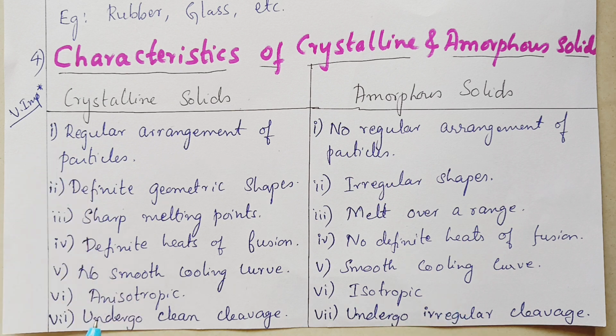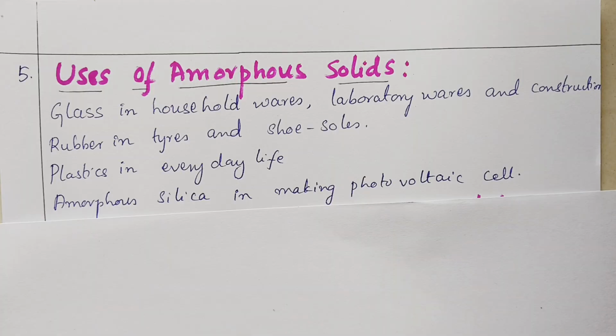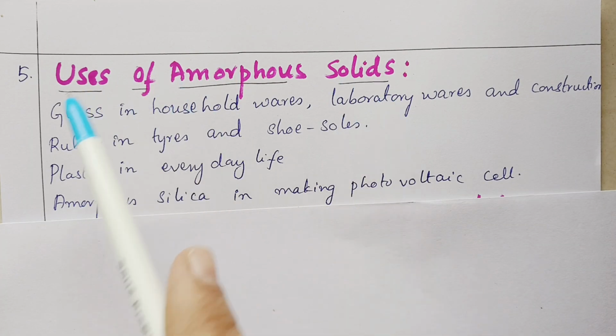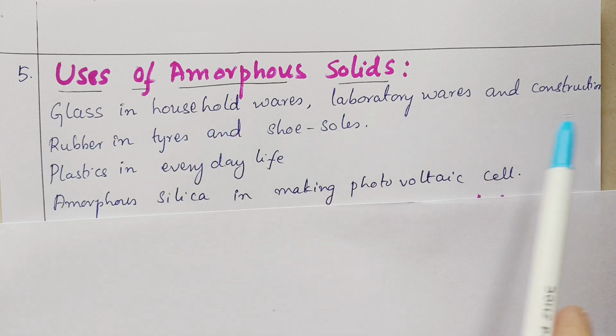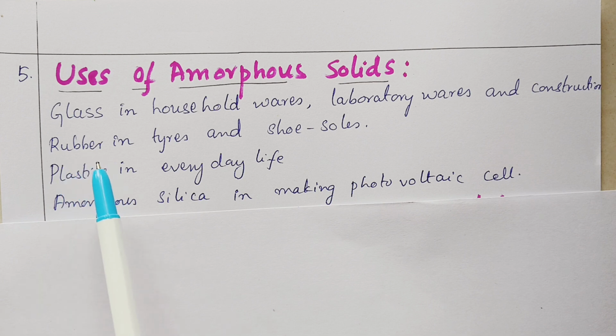Now, when you cut crystalline solids with a knife, they undergo clean cleavage because their particles are orderly arranged. But in case of amorphous solids, they undergo irregular cleavage as the particles are randomly arranged. Okay, let's conclude the discussion on amorphous solids by knowing their uses. Glass is used in household wares, laboratory wares and in the construction field. Rubber, as you know, is widely used in tires, shoe soles, etc. Plastic is used in everyday life. Then there is something called amorphous silica, which is used in making photovoltaic cells. That was about amorphous solids.